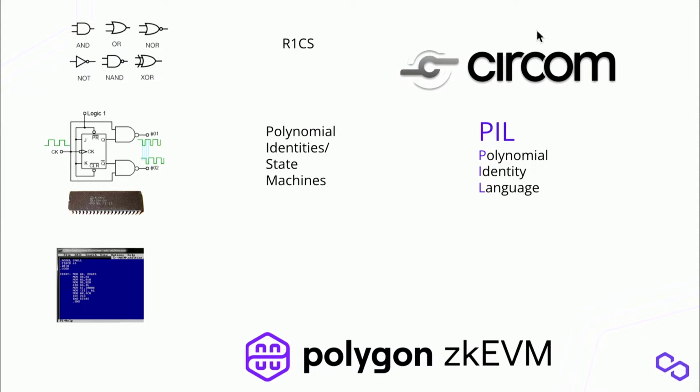Instead of having transistors, you have polynomials. But we are building processors. We are building a state machine. We define a state machine that goes from one state to the other. And an assembly is just a normal assembly. It's a specific assembly for this special processor.